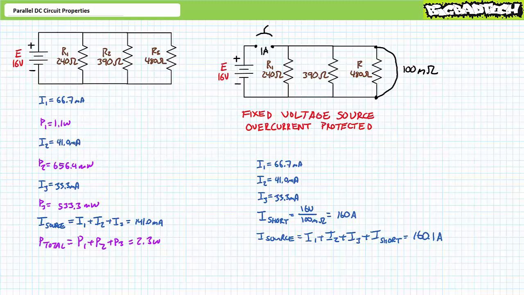Additionally, we learned the smallest resistor in a parallel circuit draws the largest amount of current and dissipates the most amount of power. Conversely, the largest resistor in a parallel circuit draws the smallest amount of current and dissipates the least amount of power. Finally, we learned that power in always equals power out, and use this and other parallel properties and Ohm's law to check our work.